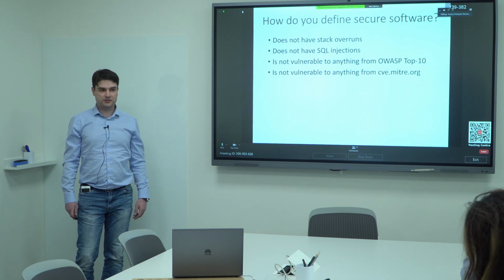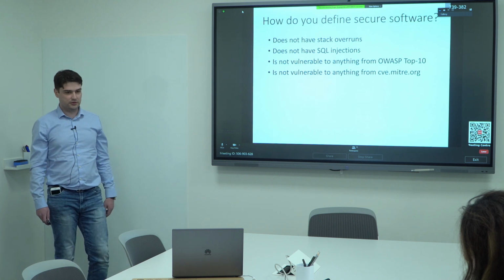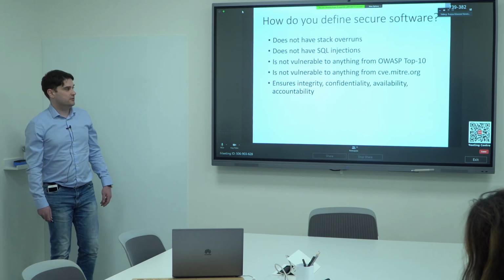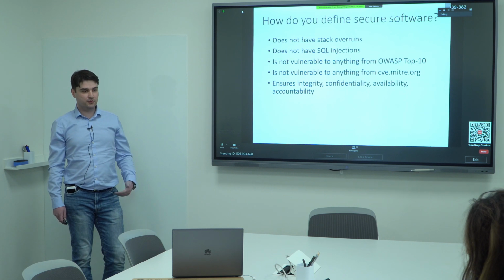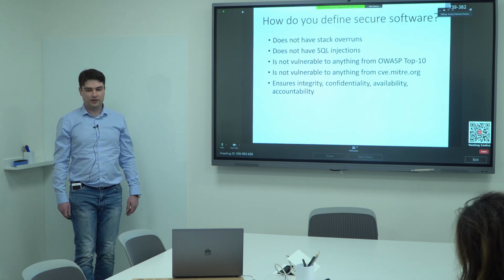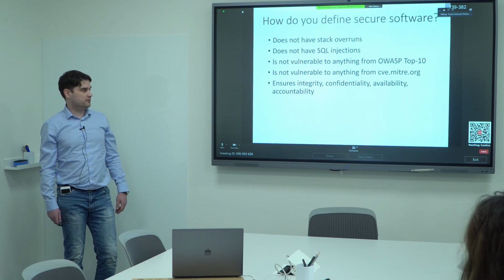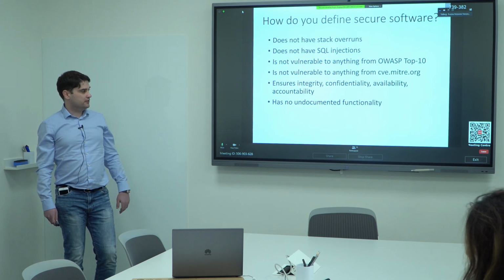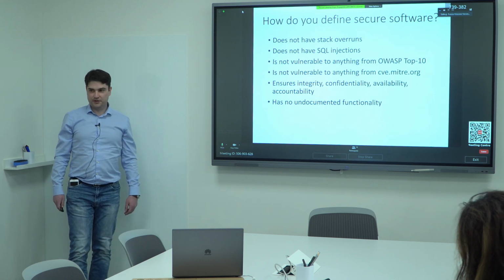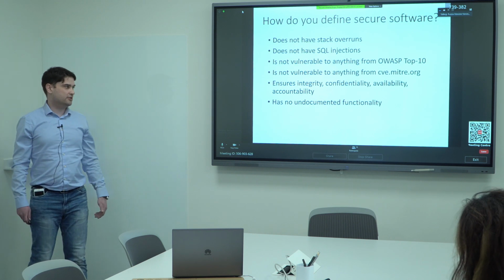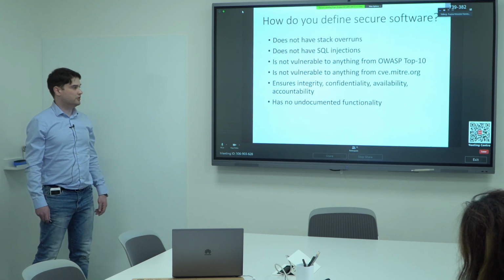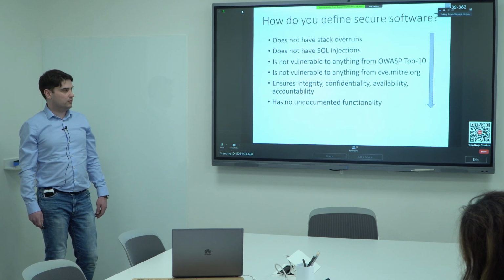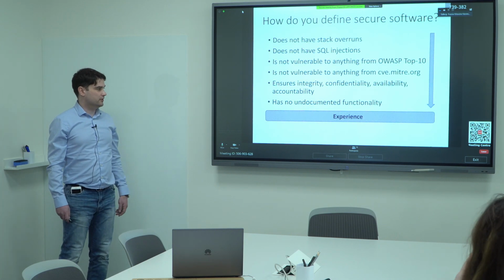the global list of vulnerabilities specified on the mitre.org website, and then we can say that it ensures integrity, confidentiality, availability, accountability, the sub-properties of security that we can find in any textbook on security and software requirements and software engineering. And then we will end up with the simplest way of defining it. We can say that the software is secure if it has no undocumented functionality, whatever it means. And so we will develop this understanding with experience.